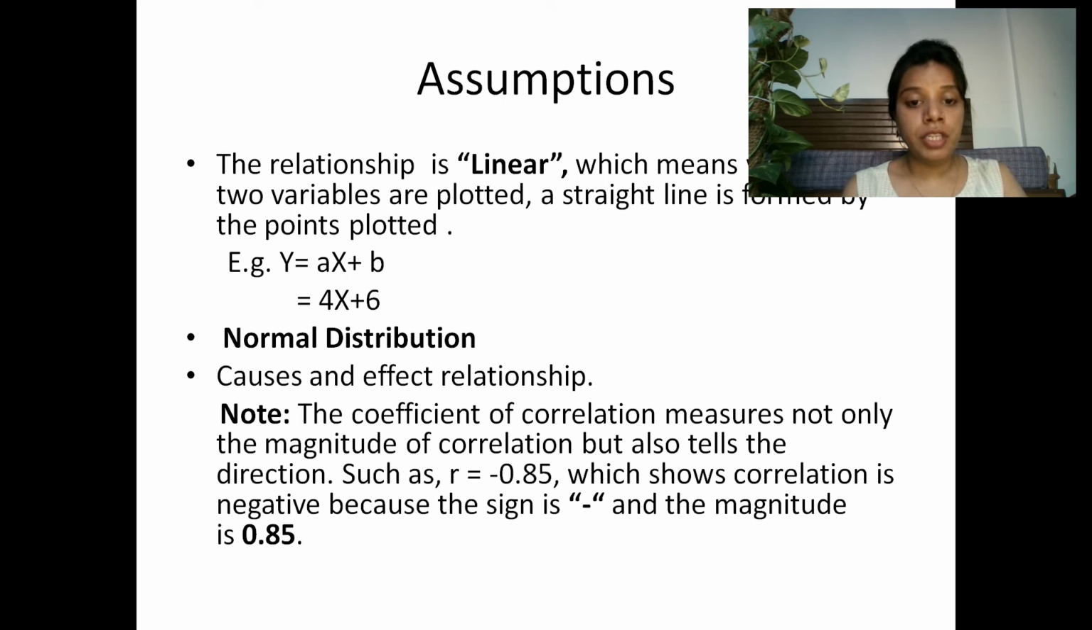If you see the value of r is equal to minus 0.85, it means you are getting a negative relationship between the two variables, but the magnitude is very high, so they have a very strong relationship between the variables, right?